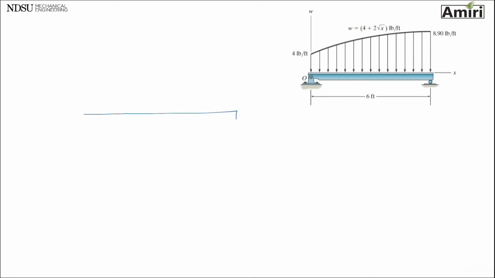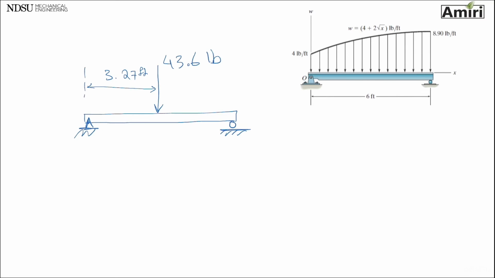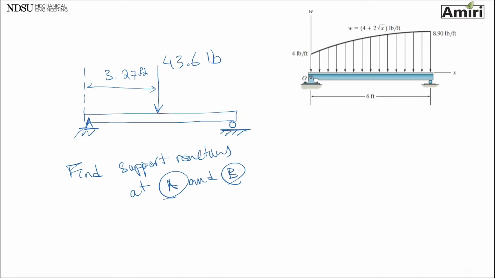So basically this beam now is going to be like this. I have a force of 43.6 pounds. Location of it to point A or to axis W is 3.27 feet. As a practice, find support reactions at A and B as extra practice.